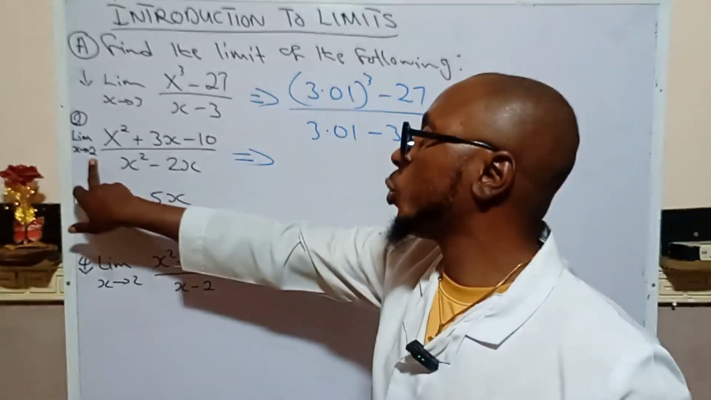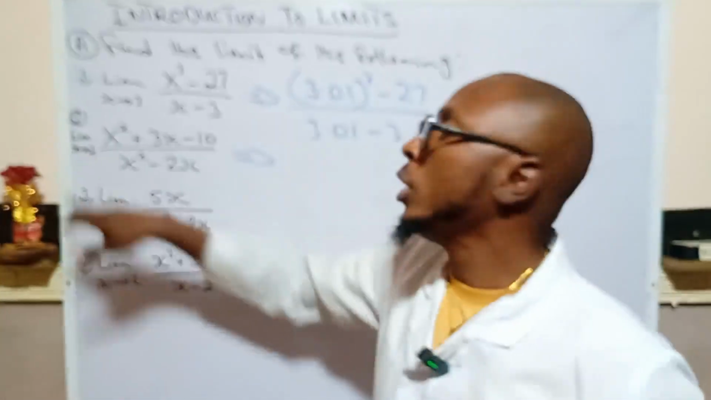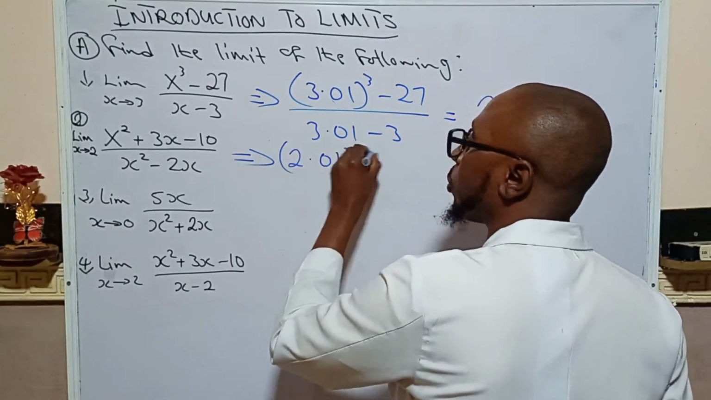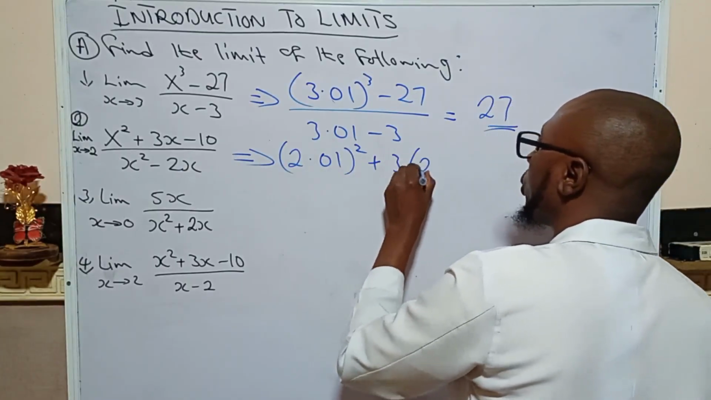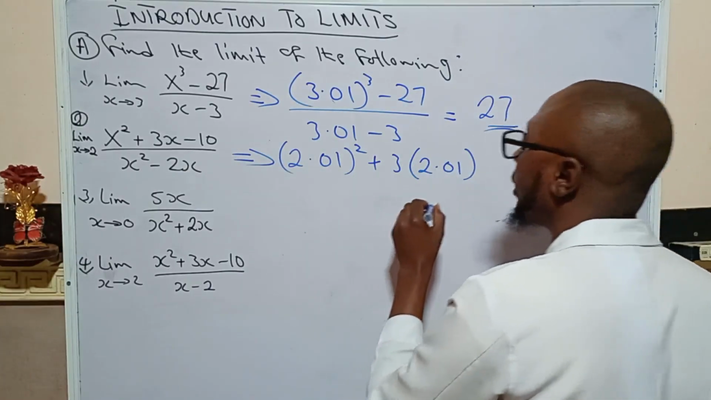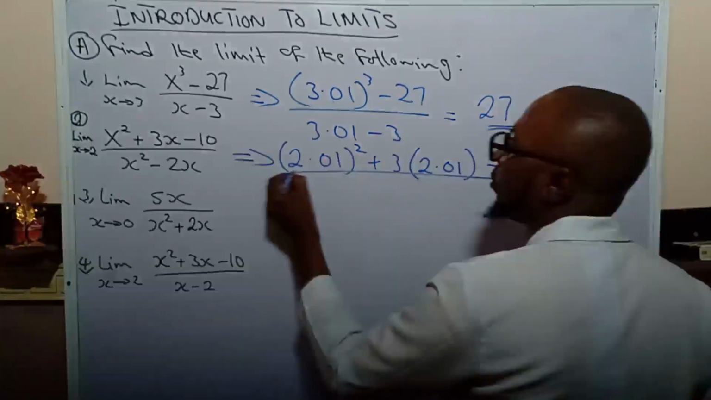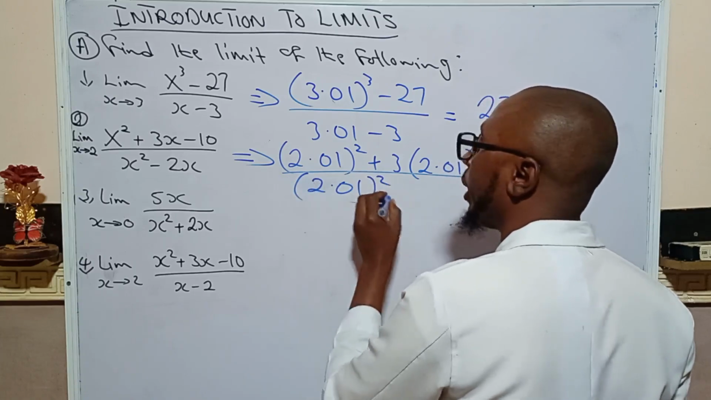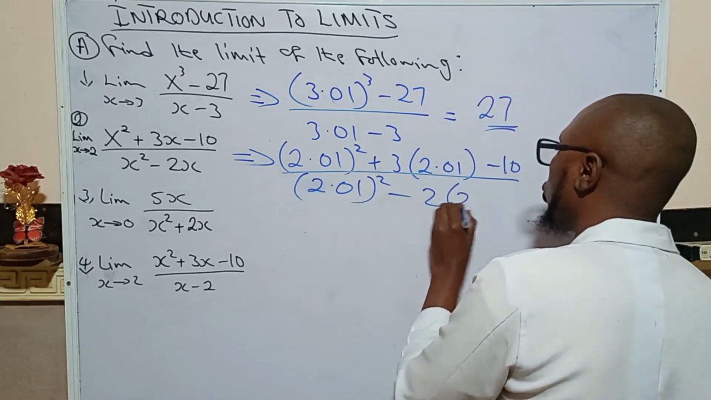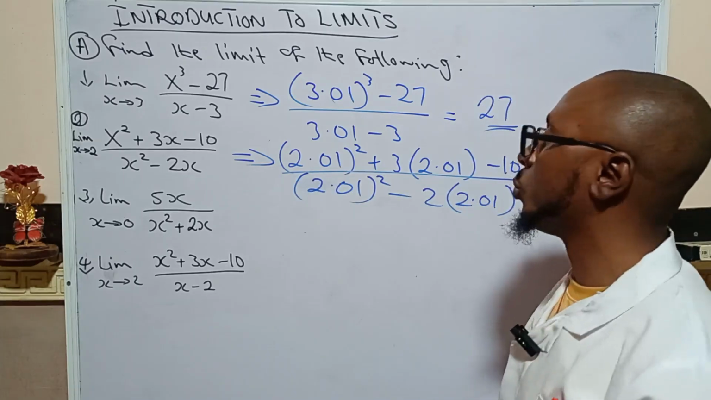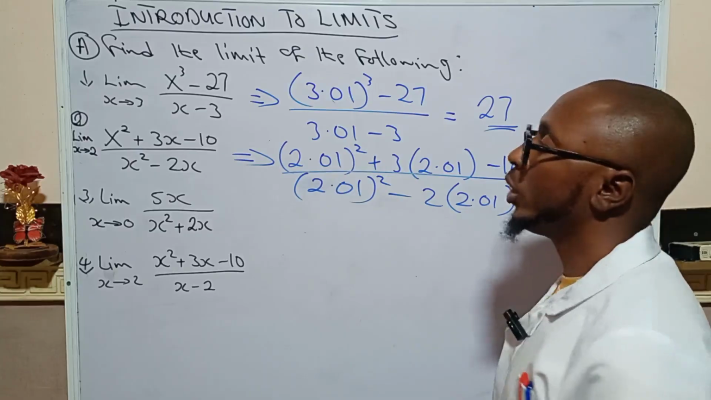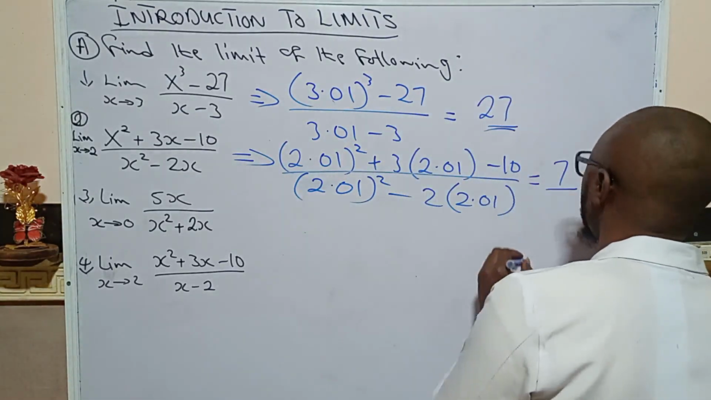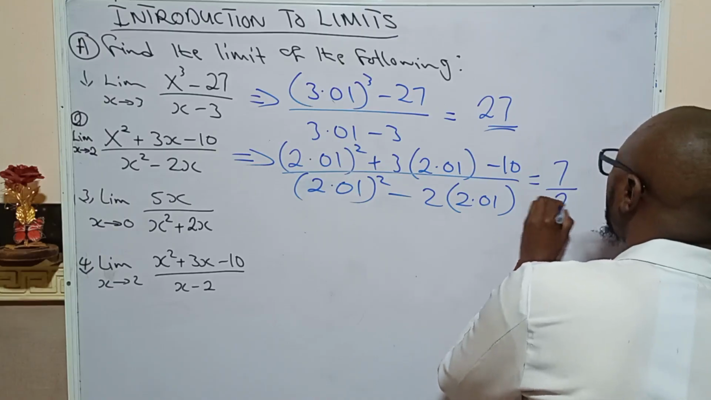Now instead of 2, you're going to put 2.01, right? So when you put 2.01, you're going to have 2.01 all raised to power 2, plus 3 times 2.01, right? And then minus 10, divided by 2.01 all squared minus 2.01. So anywhere you see x, you put 2.01. Once you run your calculation, you should have your answer to be 7 over 2.